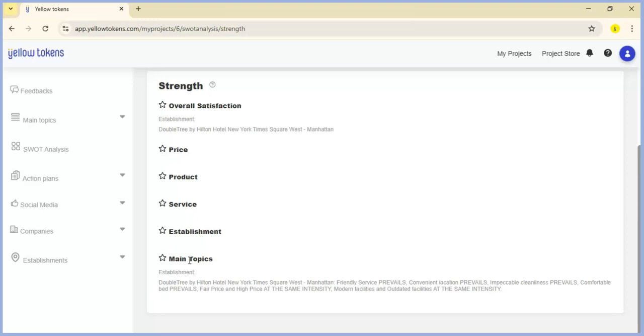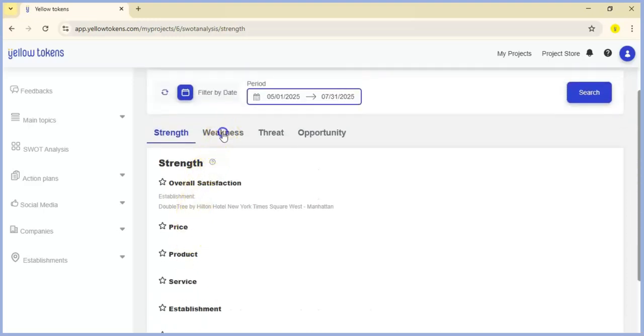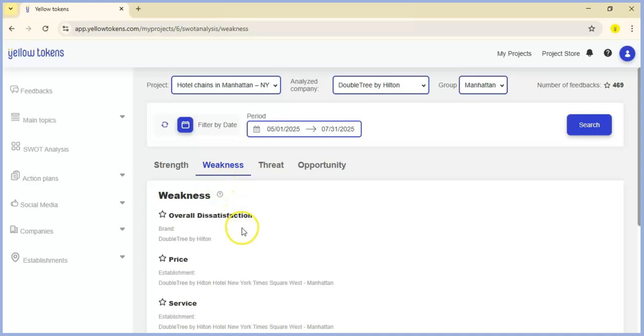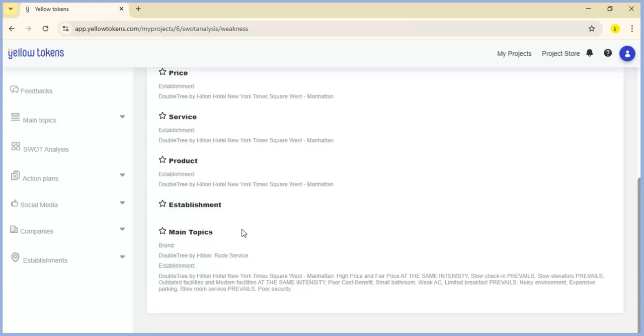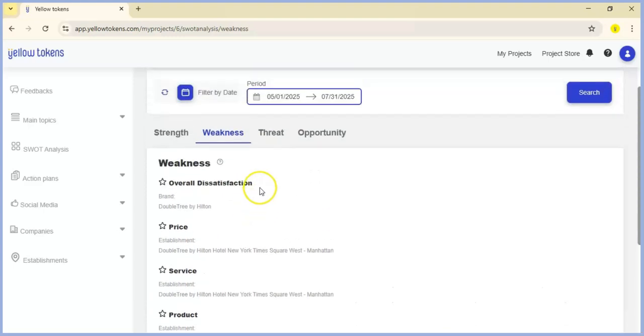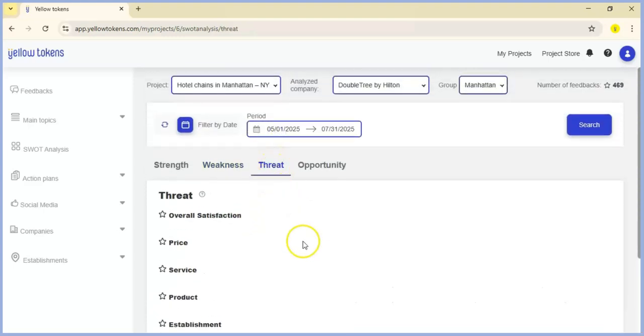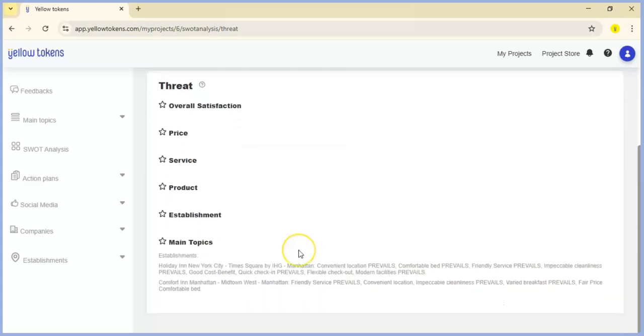Now click on weakness. Here, you'll see the main sources of dissatisfaction among your own customers. In other words, where your company needs to improve. Next, go to threat. This pillar shows where your competitors are receiving a lot of praise. In other words, areas where their customers are satisfied and where they are currently excelling.